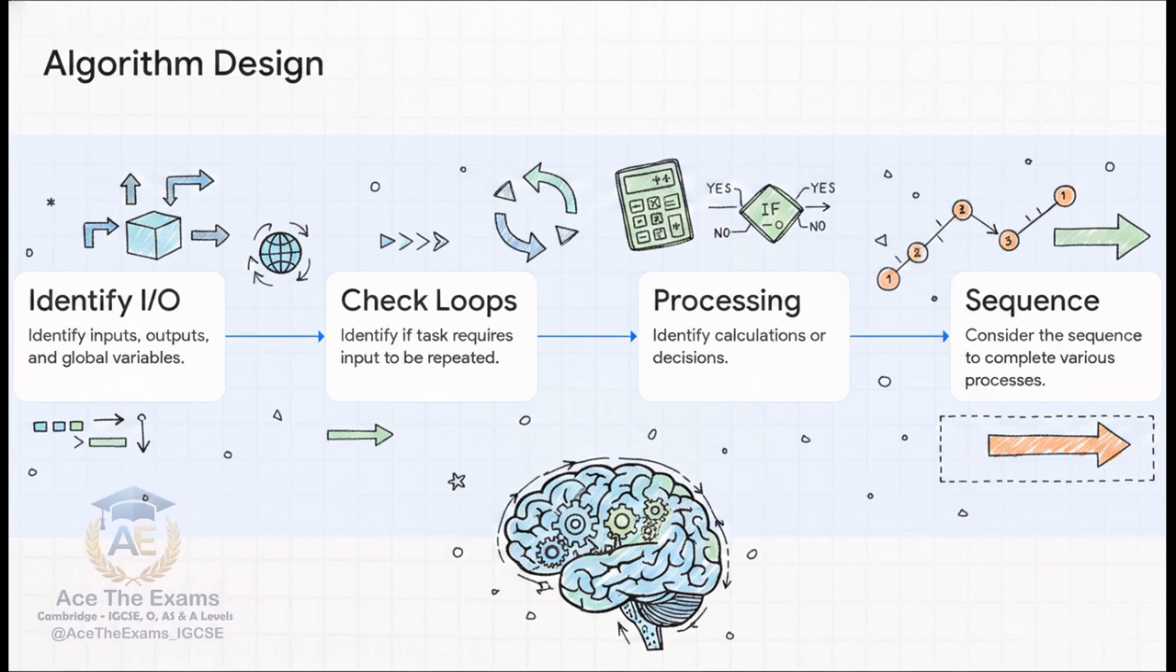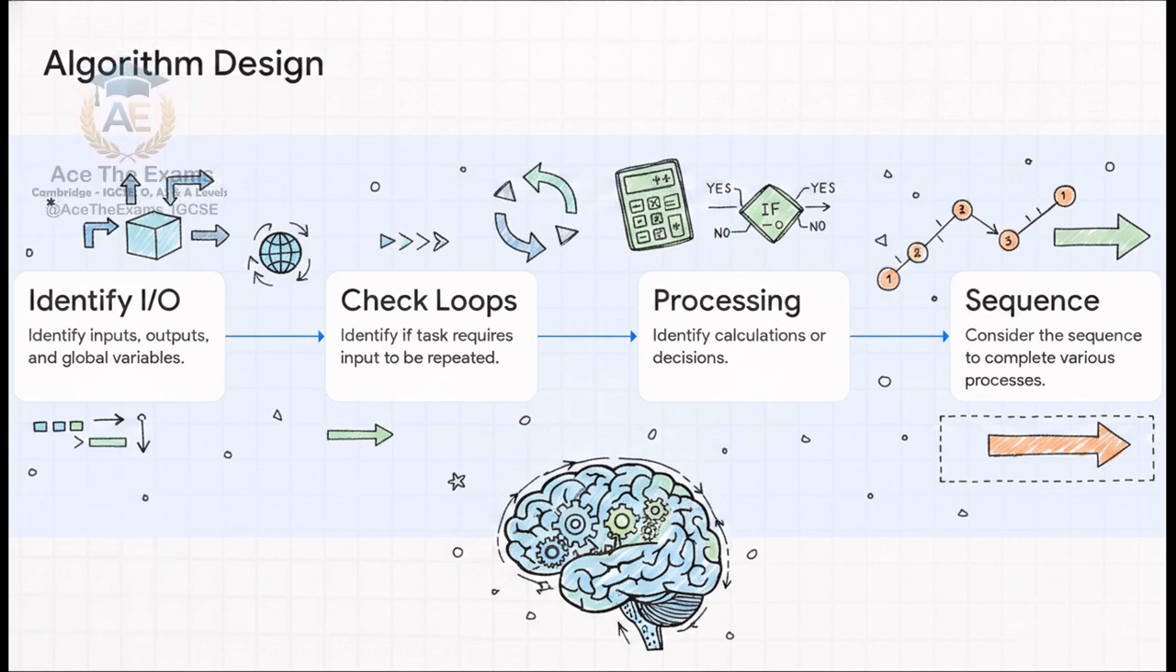Finally, step 4, sequence the processes. Ensure everything is ordered properly, double-checking that items needing iteration are actually inside the loop, and single inputs or final outputs are safely placed outside the loop.